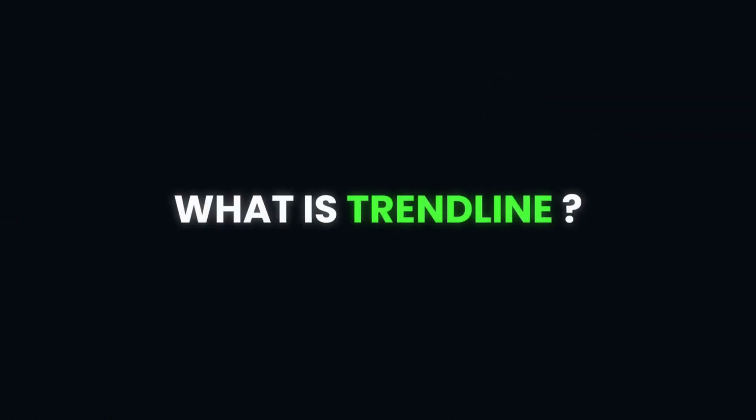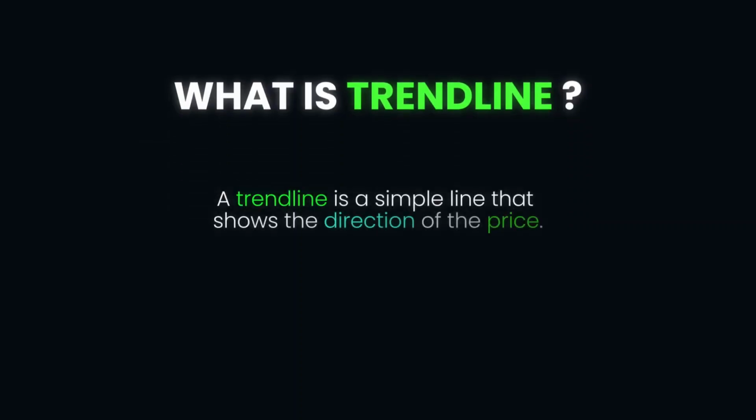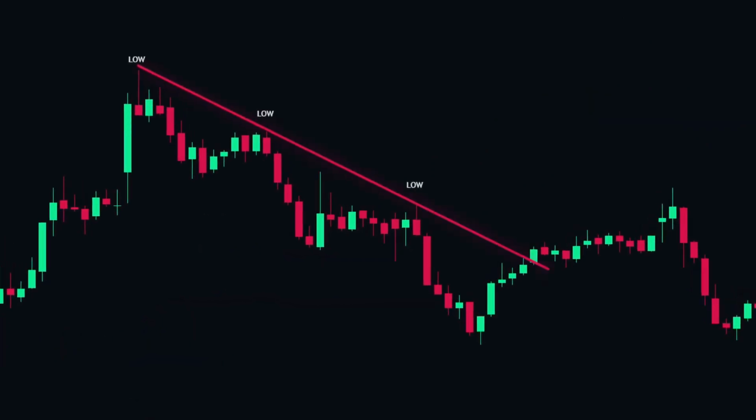So, first, let's understand what a trend line is. A trend line is a simple line that shows the direction of the price, meaning the price is making higher highs and moving higher. This means the market is currently in an uptrend, and if the market continues to make lower lows and then moves down, it means there's a downtrend. We can understand this with the help of a trend line.